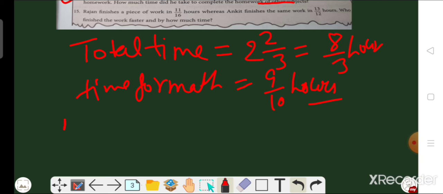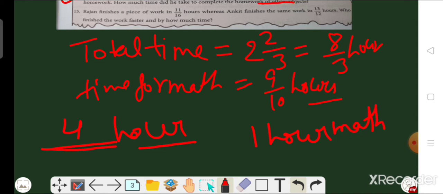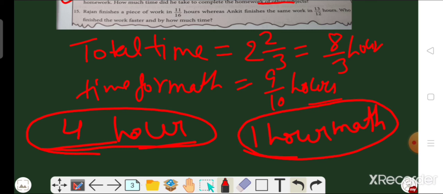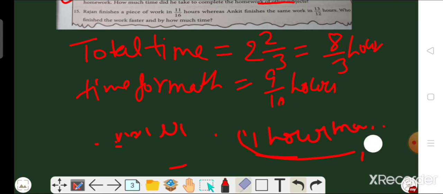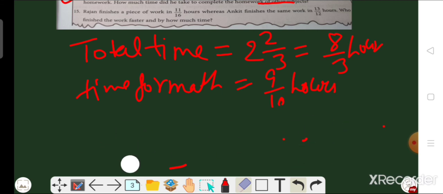To find the remaining time, beta, firstly you will understand this concept by an easy example. For example, you have completed all your work in 4 hours, and you have taken 1 hour for math. So how many hours did you take to complete the remaining subjects' work? Simply 3 hours, because 4 minus 1 is equal to 3 hours. Clear? In the same manner, beta, Gautam has taken a total time of 8 by 3 hours. Only for math he has taken 9 by 10 hours. So how can we calculate the remaining time?